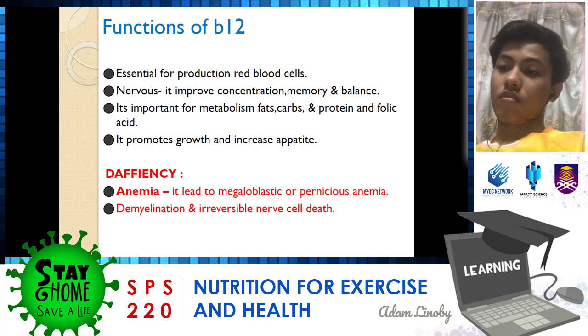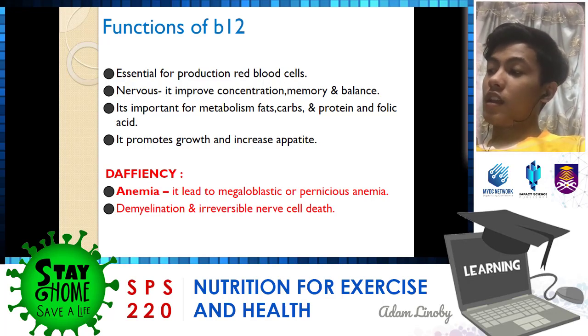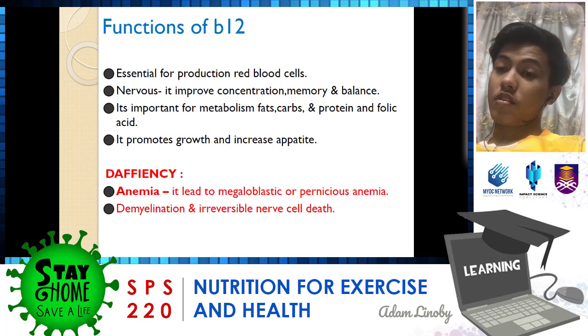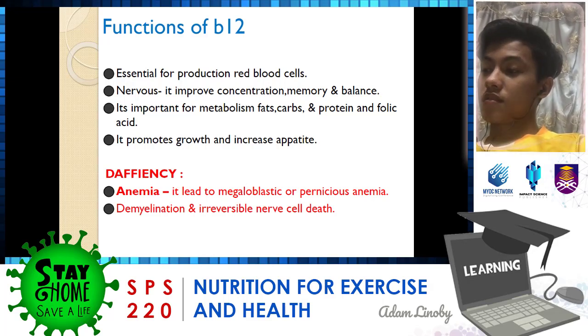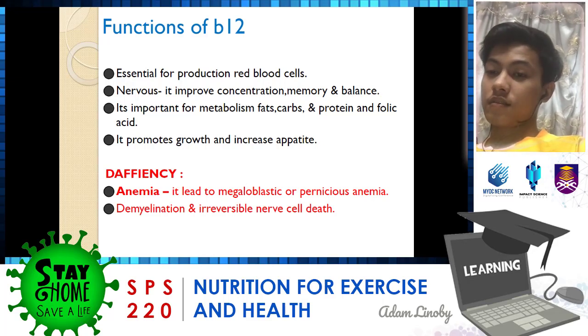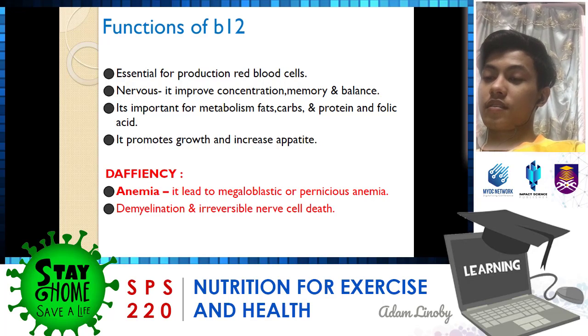megaloblastic or pernicious anemia. So what is megaloblastic? Megaloblastic is formation of glucose within the animal body from precursor other than carbohydrate, especially by the liver and kidney, using amino acid from protein, fat and lactate produced by muscle during anaerobic glycolysis. And the next is demyelination and irreversible nerve cell death.